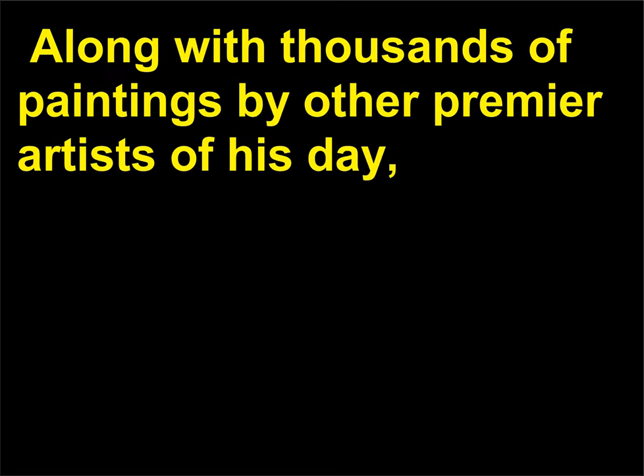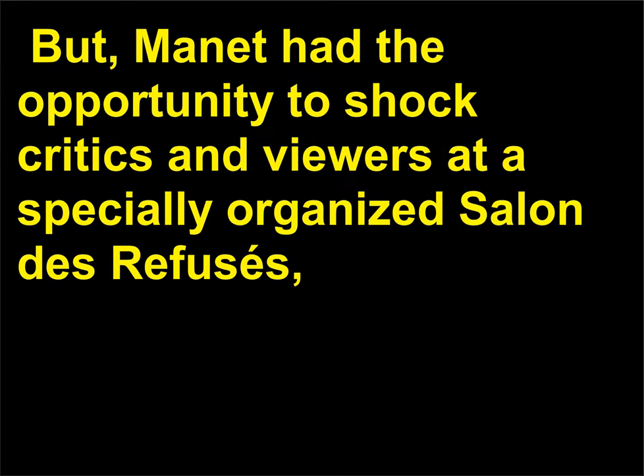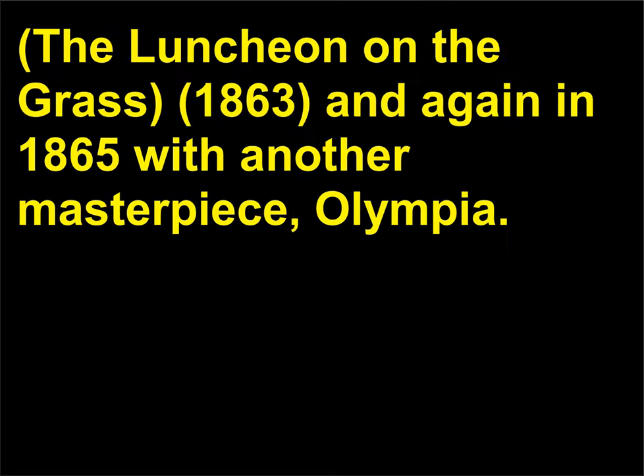Along with thousands of paintings by other premier artists of his day, Manet's work was rejected by the Salon, the official art exhibition of the Palace of Fine Arts. But Manet had the opportunity to shock critics and viewers at a specially organized Salon des Refusés, or Salon of the Rejected, with his painting Le Déjeuner sur l'Herbe, The Luncheon on the Grass, 1863, and again in 1865 with another masterpiece, Olympia.